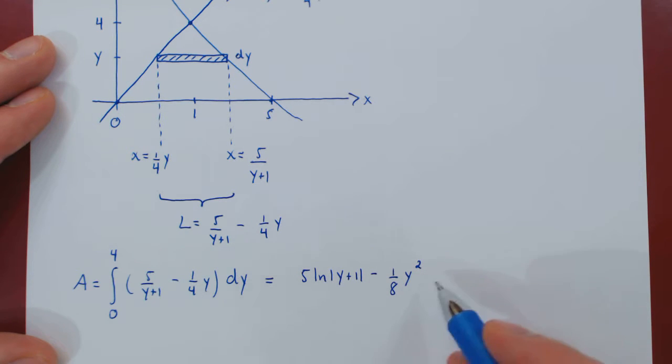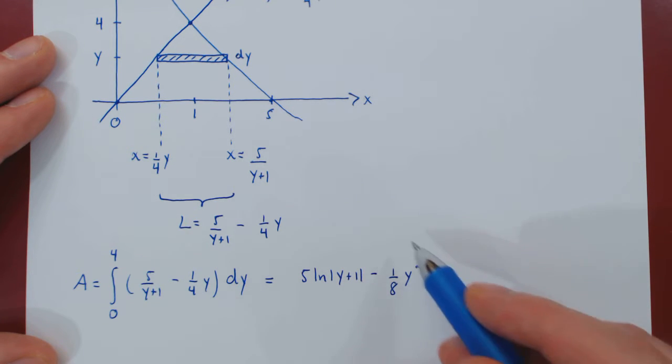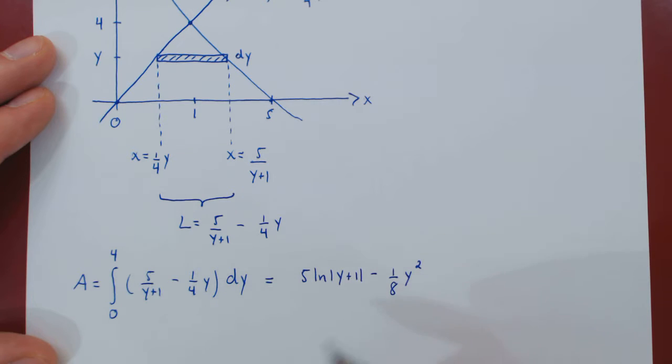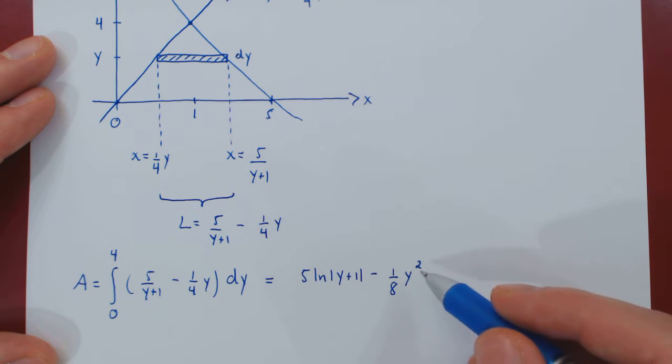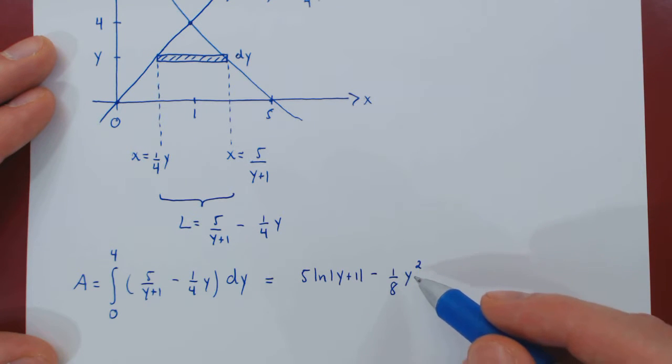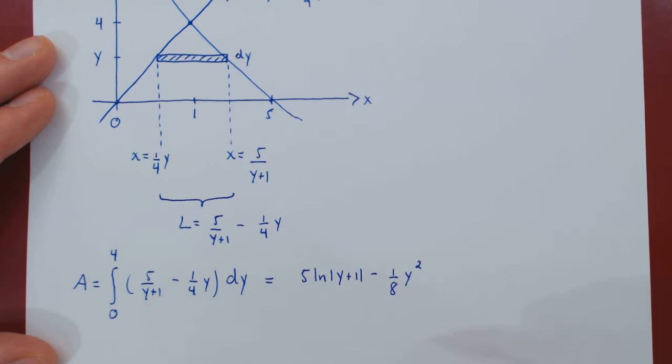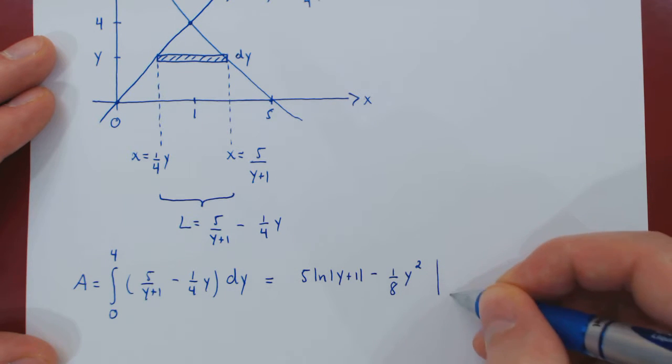And of course you can easily verify, differentiate this with respect to y, you get 5 times the derivative of ln, 1 over what's inside, so 1 over y plus 1, check, times the derivative of y plus 1, which is 1, so this works out. And if you differentiate this from the power rule, you get 2 over 8y, which is a quarter y. And we, of course, evaluate from 0 to 4.